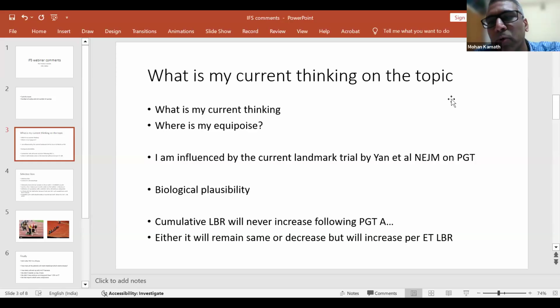But remember that we have a pool of embryos. PGTA is a selection method. If I end up transferring all the embryos, eventually the live birth has to be the same as any other arm, even if I don't offer PGTA. It remains to be seen whether the patients will last that long.